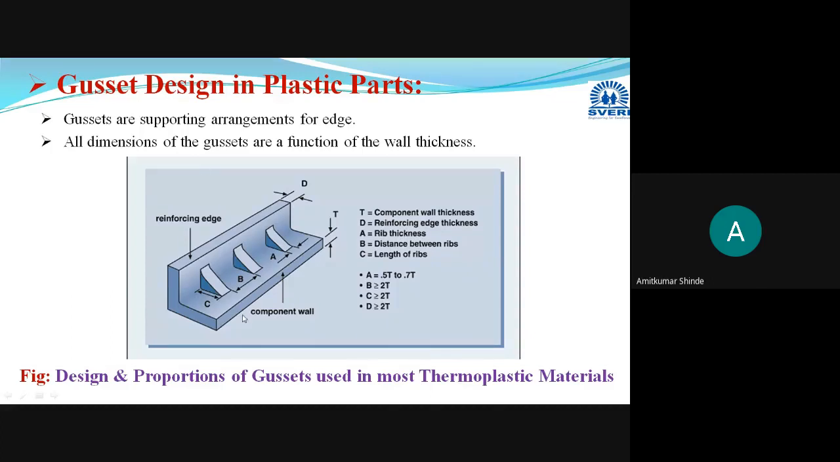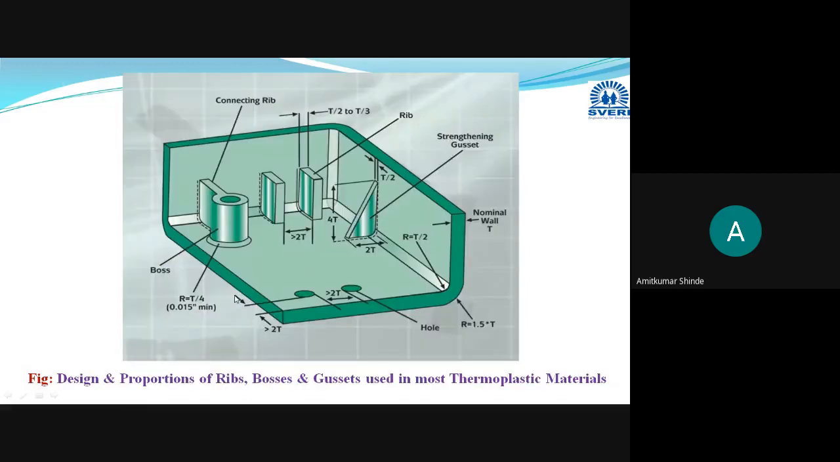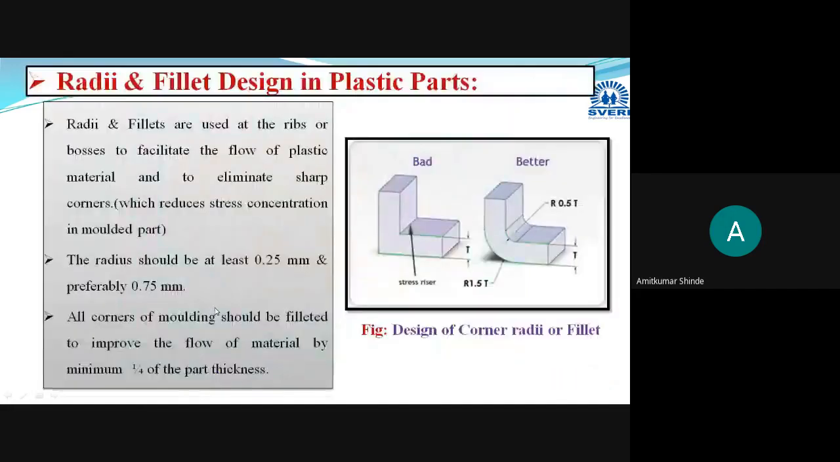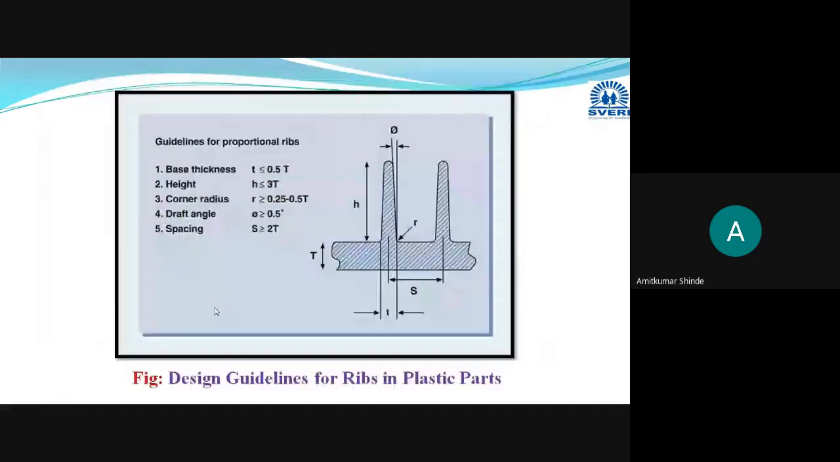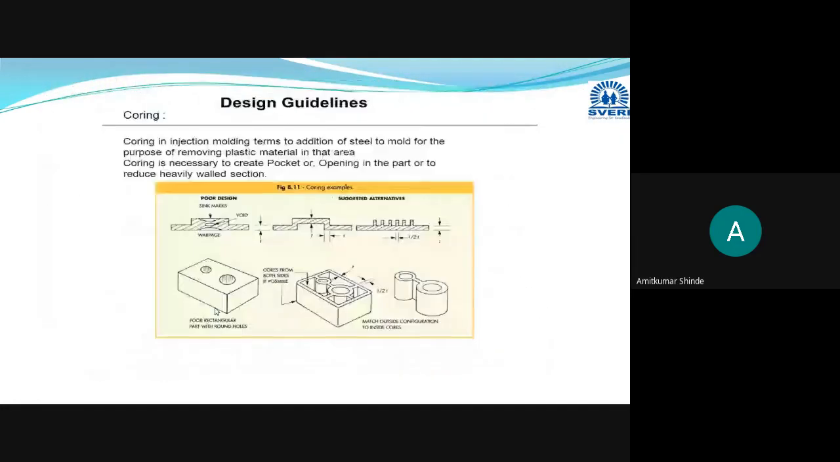Then the design of the gussets. Gussets are provided for strength, as a supporting arrangement for the edges. Their thickness should be 50 to 70% of the wall thickness, their length should be two times the wall thickness, and the distance between successive gussets should be two times the wall thickness. After this we discussed the design of coring.